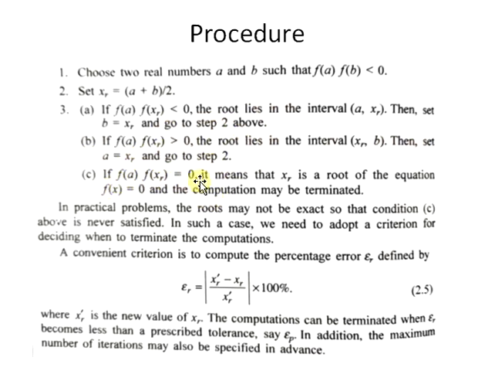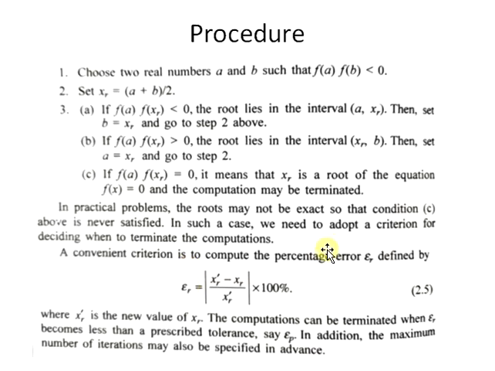If f of a into f of xr is equal to 0, that means f of xr is equal to 0, that is xr is the exact root of the equation. In practical problems, the root may not be exact, so we have to do a lot of steps to find the estimate. Finally, we have to estimate the root of the equation.